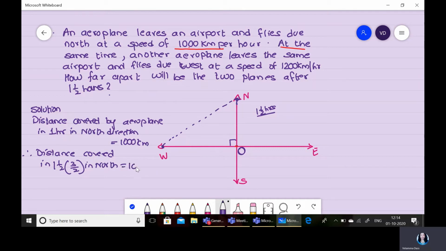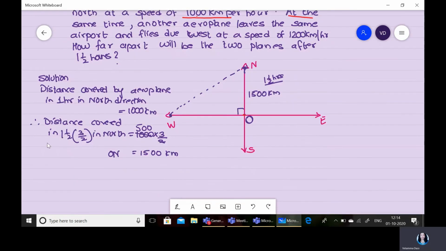So we just multiply 1000. Like for one chocolate it is 2 rupees, so in the same way if there are 3 chocolates, we multiply by 3. So here it is 3/2 hours. Here we can cancel: 2 5s are 10, and the zeros. So we get 1500 km in the north direction. So the distance covered in the north direction in 1.5 hours by the aeroplane is 1500 km. Here we can just mention this distance is nothing but ON.